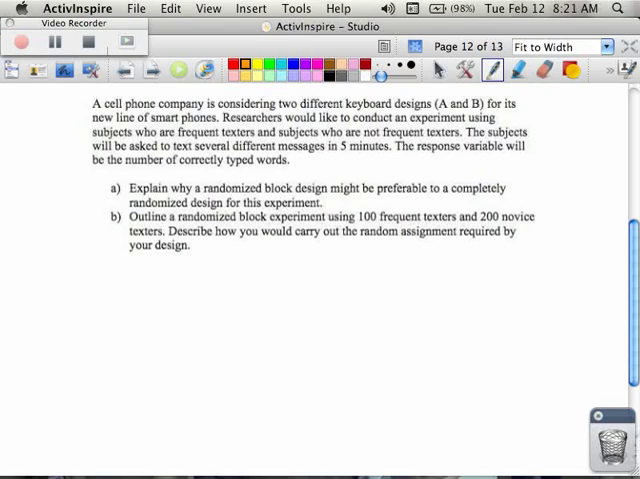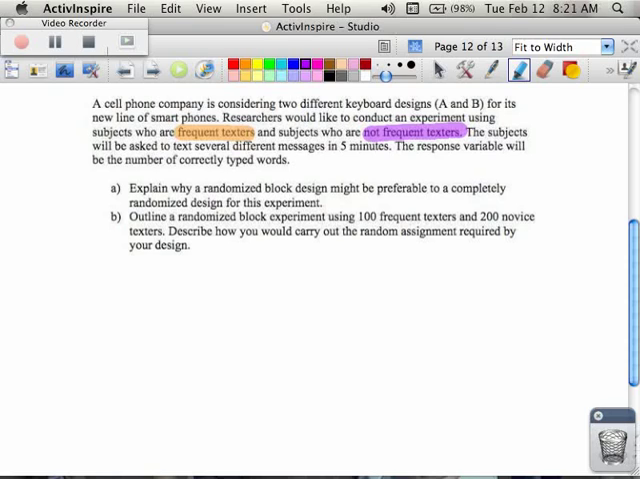of your touch screen. So researchers would like to conduct an experiment using subjects who are frequent texters. I noticed right away, in my words, I'm looking for key phrases. So here are your frequent texters versus those who are not frequent texters, or maybe experts and non-experts. And they're going to be asked to send several different messages in 5 minutes, and the response will be the number of correctly typed words. So for all of us who use abbreviations, that's kind of a problem maybe, I don't know.